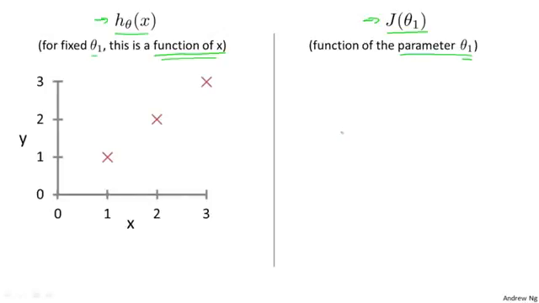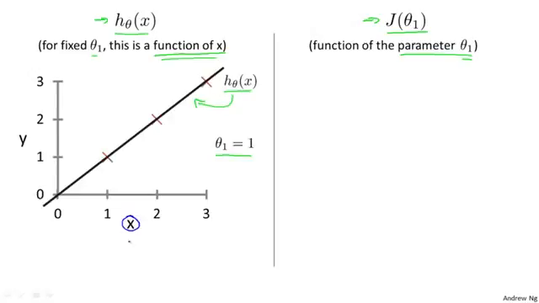Let's start with the hypothesis. On the left, let's say here's my training set with 3 points at (1, 1), (2, 2), and (3, 3). Let's pick a value of theta 1. So I'm going to set theta 1 equals 1, and if that's my choice for theta 1, then my hypothesis is going to look like this straight line over here. Okay? And I will point out, when I'm plotting my hypothesis function, my x-axis, my horizontal axis, is labeled x, the size of the house over here. Now, I've temporarily set theta 1 equals 1.